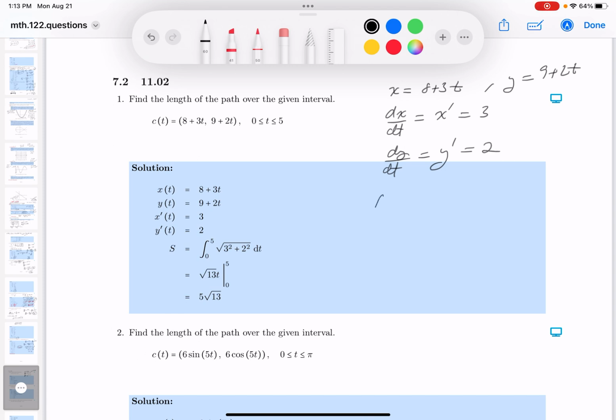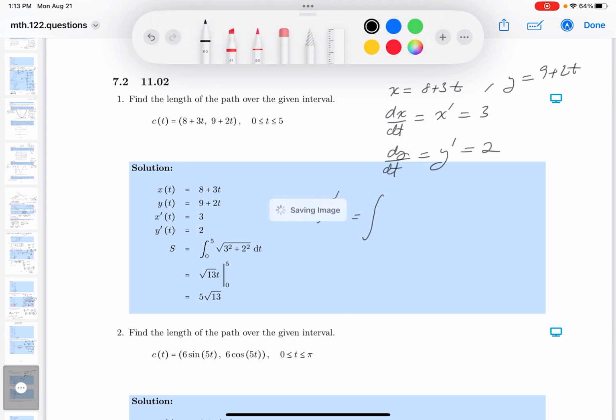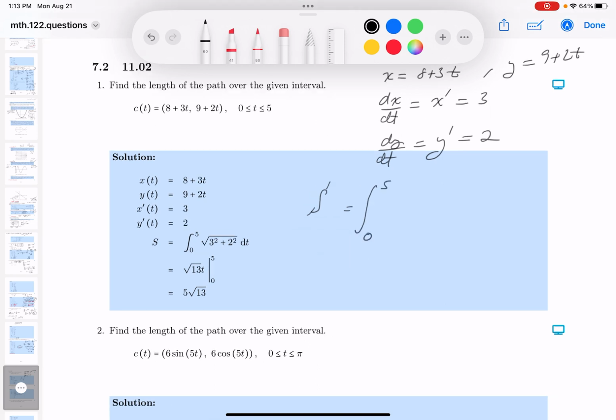So we're going to write an integral down for the arc length. I'll call it S. We're going to start at 0 to 5. The integrand is the square root of dx/dt squared, that's going to be 3 squared, plus dy/dt squared, that's going to be 2 squared. Let's go through that. 0 to 5. That's a number. What do you get? You get 9 plus 4, which is 13.